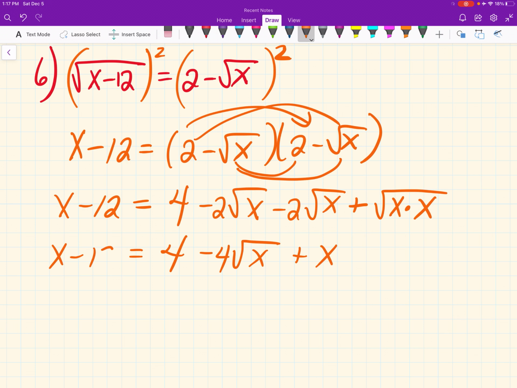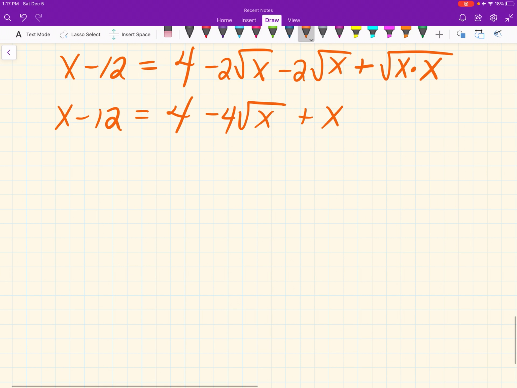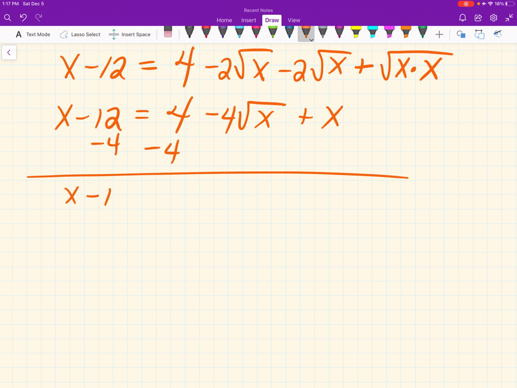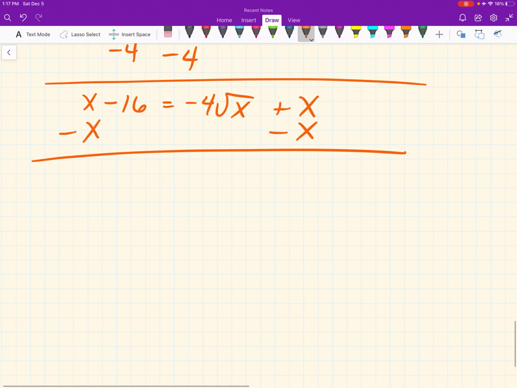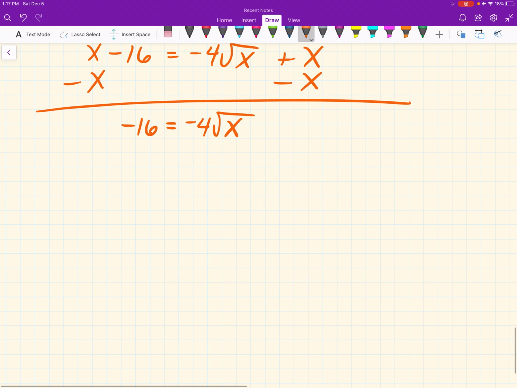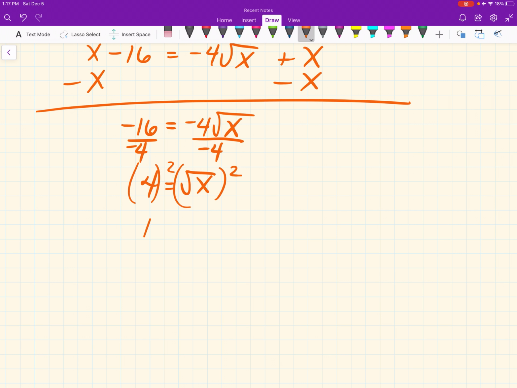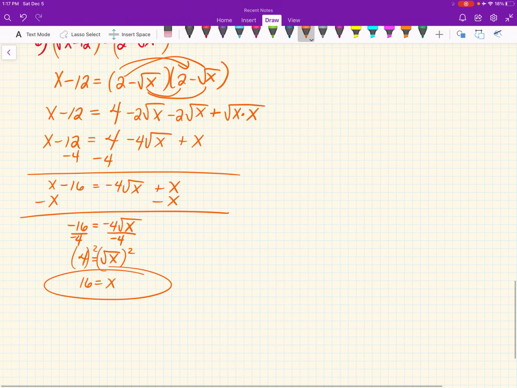Now we only have one square root, so we're going to start back at the top of the list and get the root by itself. So we're going to subtract 4 from both sides. x minus 16 equals negative 4 root x plus x. We're going to subtract x from both sides. This is turning out nicely. We get negative 16 equals negative 4 root x. Still, I don't have the square root by itself because of that 4, so I'm going to divide both sides by negative 4. And now I have the square root of x equals 4. Square both sides to undo. We have 16 equals x. You may have to watch that more than once to see how I did that. Sometimes you have to go back and do a little extra work.